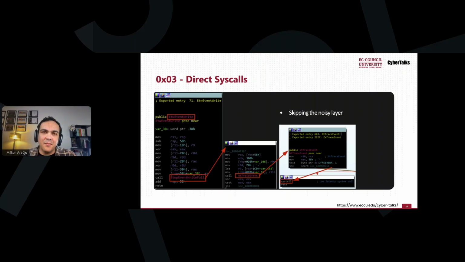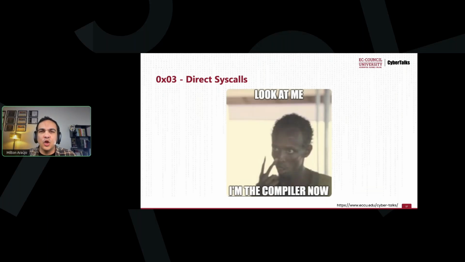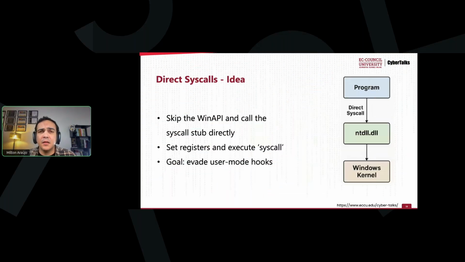And this is another meme, and the attitude behind direct syscalls is, look at me, I'm the compiler now. With direct syscalls, we stop trusting Windows to generate the right stub for us and start generating our own transition to the kernel. But we have a problem here, of course, as we'll see: the kernel and EDR are not stopped. They eventually notice this behavior.